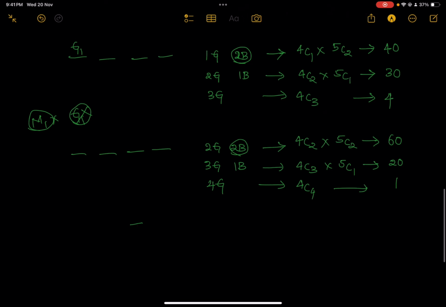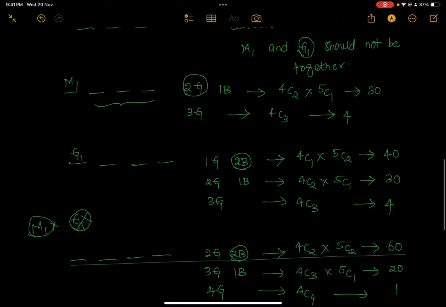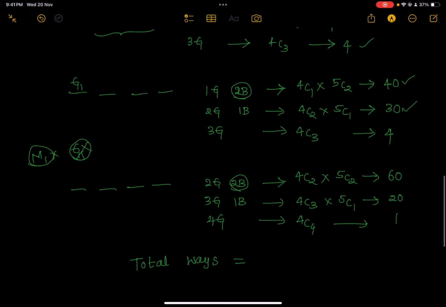So the total number of ways will be the sum of all these. So 30, 34, 74, 104, 108, 168, 188, 189. And that is your answer.